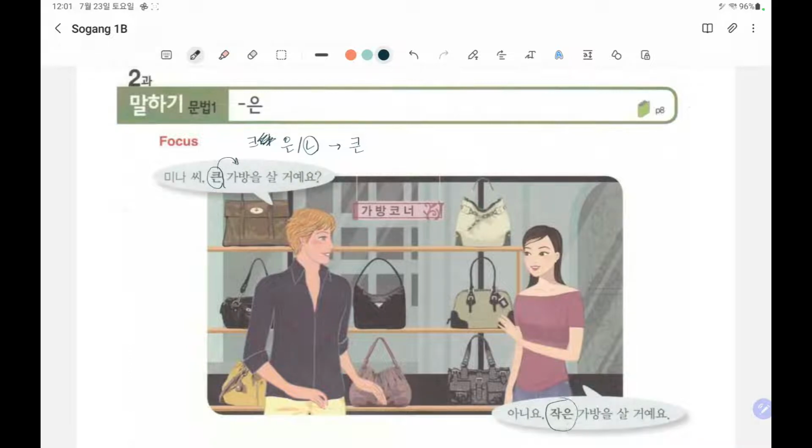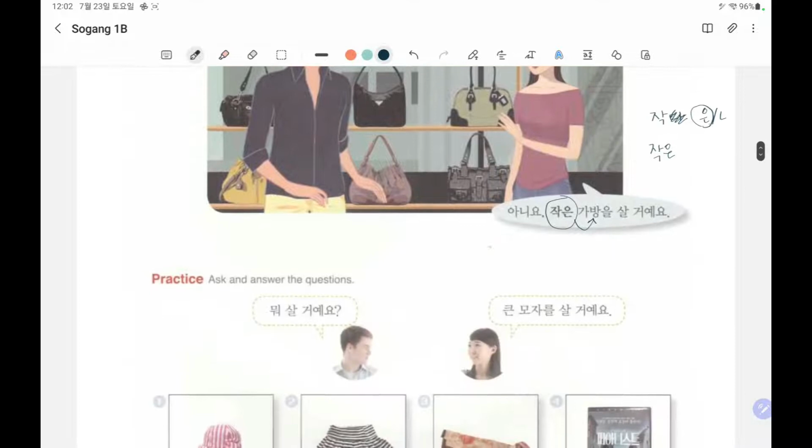Here, 작은 modifies the bag. Where does it come from? 작다, the base form. And then we need to add 은 or 는 here, isn't it? Get rid of 다. 받침 있어요. So we need 은 this time. So it becomes 작은. 작은 가방을 살 거예요. Ready? Let's practice further.